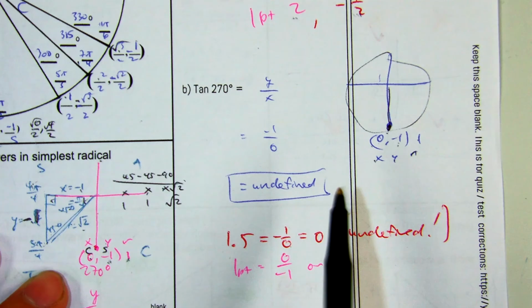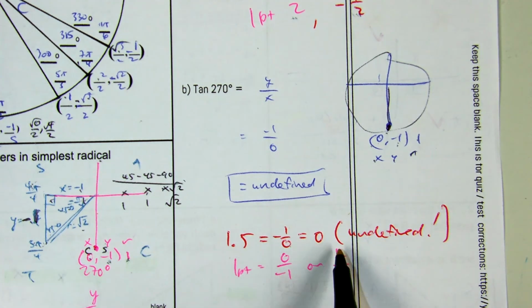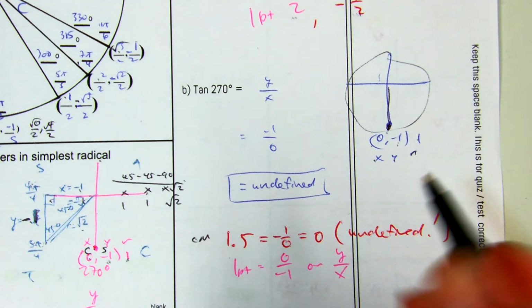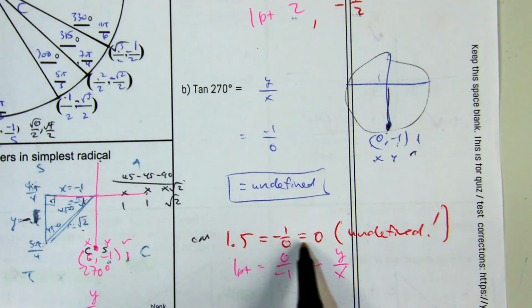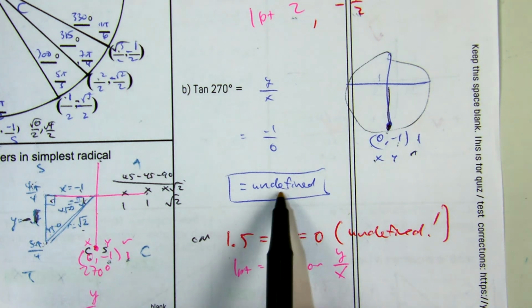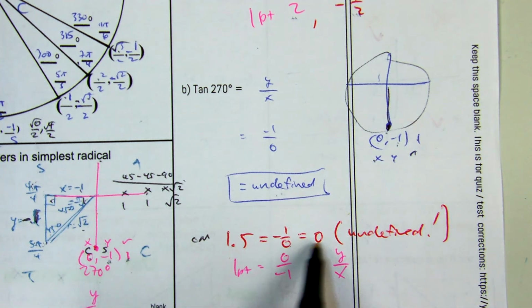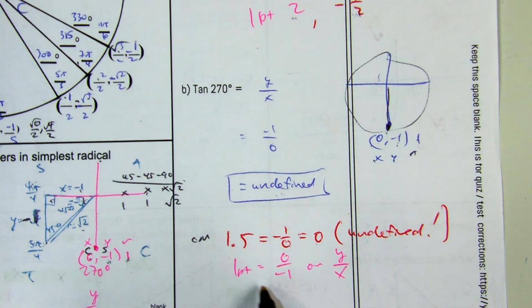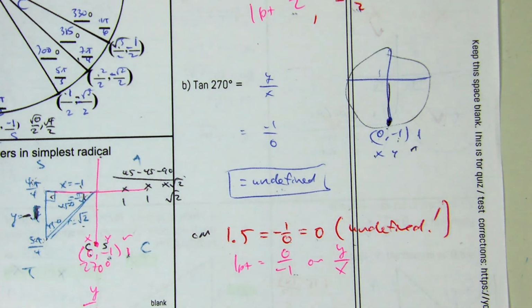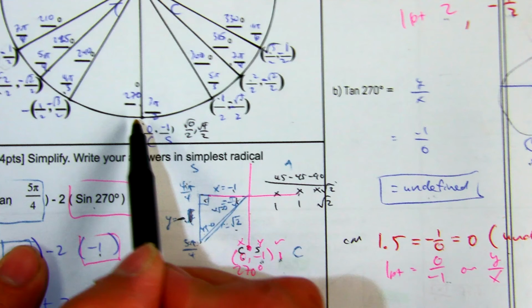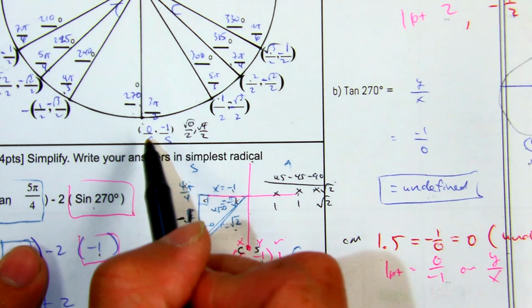The common mistake, I gave 1.5 points. You didn't have your calculators, but you can't divide by 0. Negative 1 divided by 0 is not 0. It's undefined, so your answer is undefined. So if you wrote 0, I gave you 1.5. I gave you 1 point if you did 0 over negative 1, or y over x, and then you can simplify from there. How do you find that on the unit circle? 270, y over x, negative 1 over 0 is undefined.